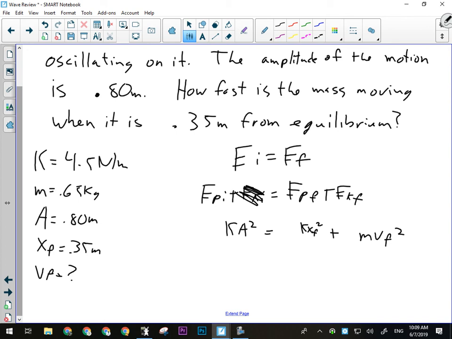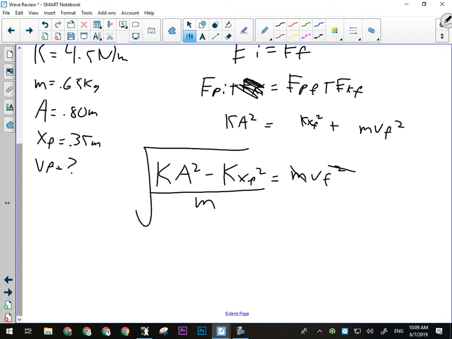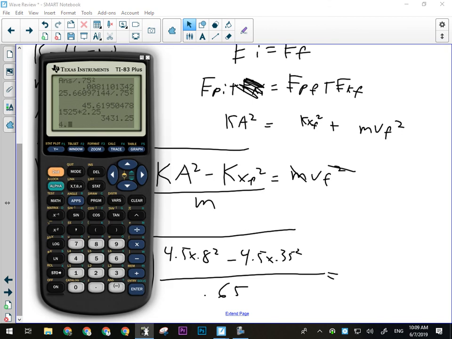What do I do with k xf squared? Yeah, subtract it over to this side. So I'm going to have kA squared minus k xf squared equals m vf squared. I want vf by itself. Divide both sides by m, square root. Plug in my numbers: 4.5 times 0.8 squared minus 4.5 times 0.35 squared, divided by 0.65 kilograms. So the speed at that point would be 1.9 meters per second.